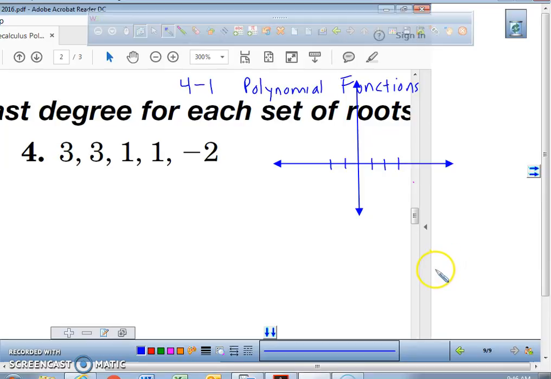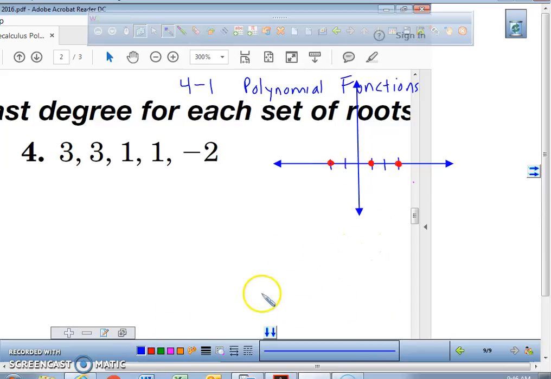Make sure you got your twistables ready. You're probably wondering what the heck the 3, 3, 1, 1, and a negative 2 is. You know what those represent? Roots. I like it. So you see this little graph right here? I want you to put a little dot right here at 3. A little dot right here at 1. And a little dot right here at a negative 2.